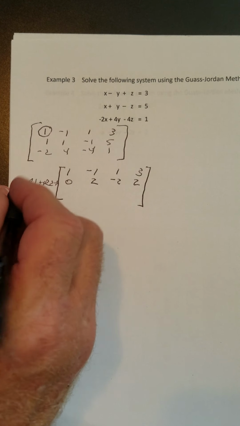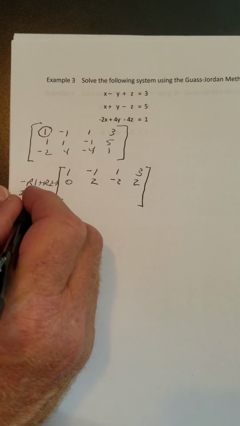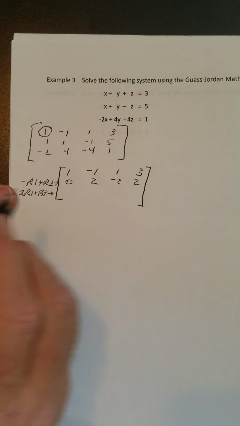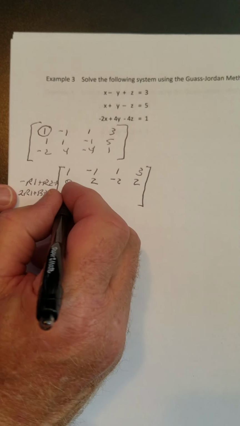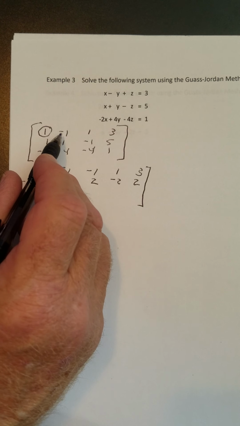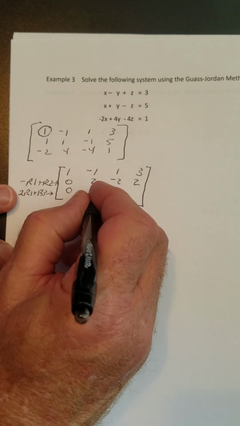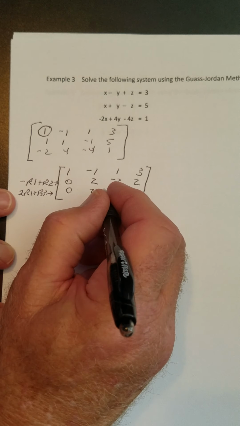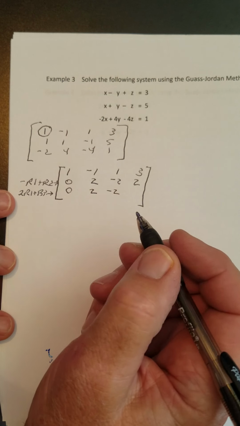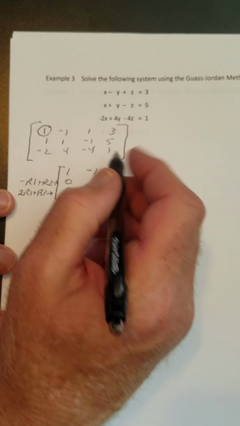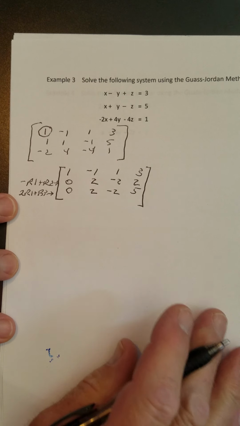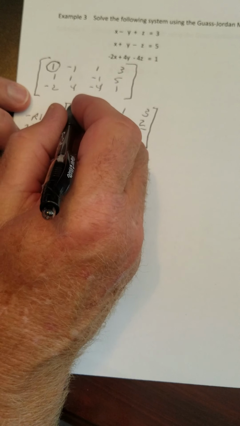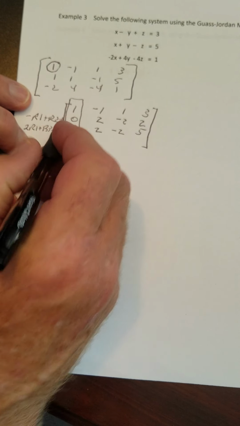To get a 0 here, I'm going to take 2 times row 1, add it to row 3, put my answers there. So 2 times 1 is 2, plus -2 is 0. 2 times -1 is -2. -2 plus 4 is 2. 2 times 1 is 2. 2 plus -4 is -2. 2 times 3 is 6. 6 plus 1 is 5. Okay, so the first column is done.